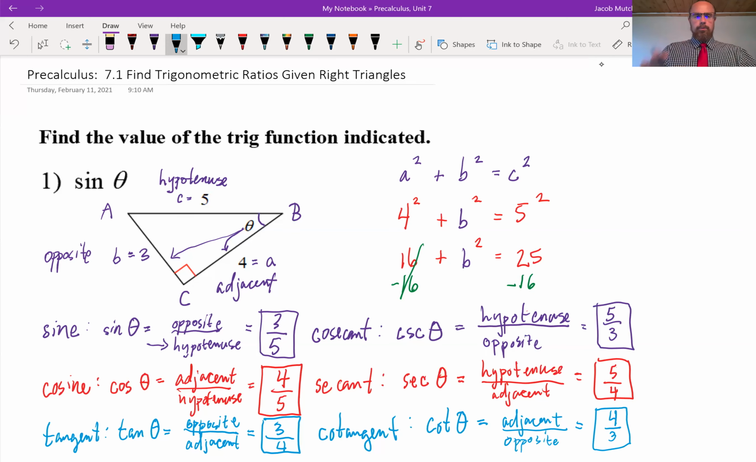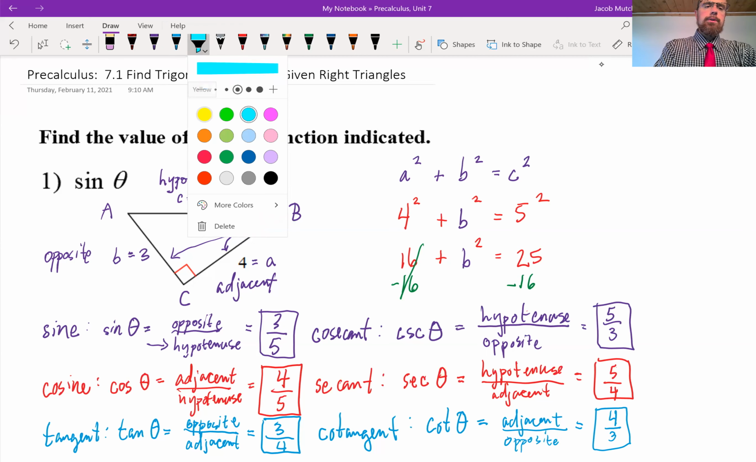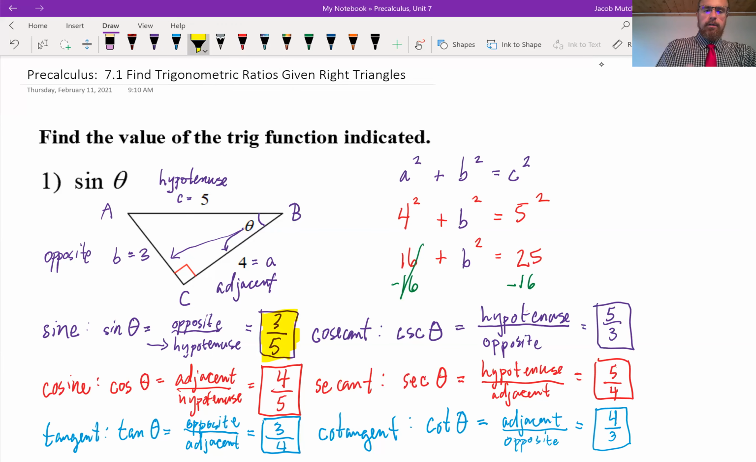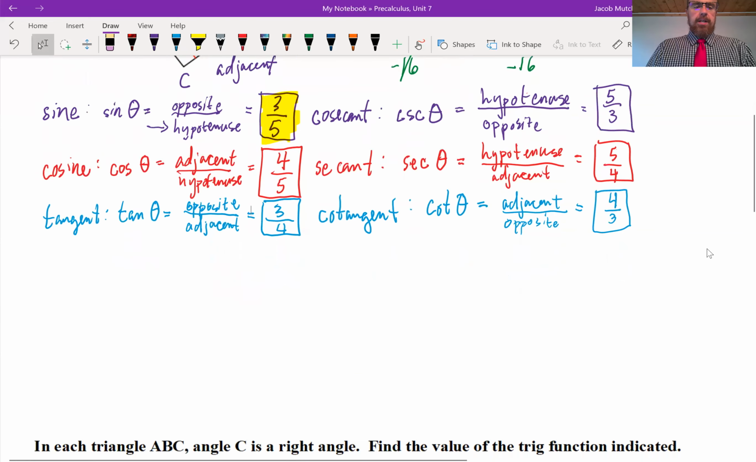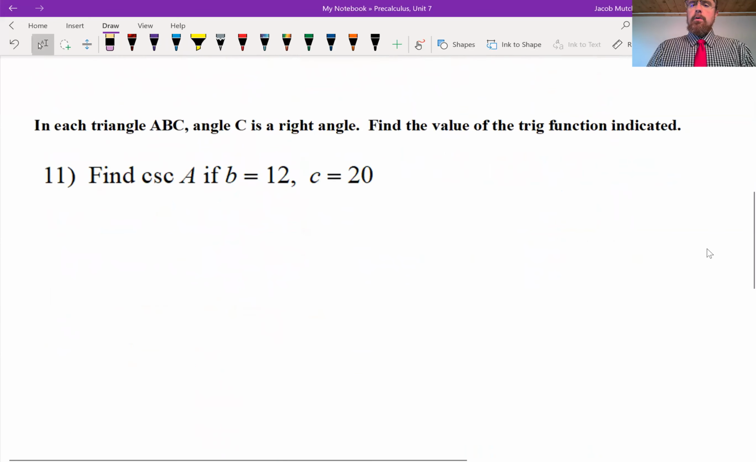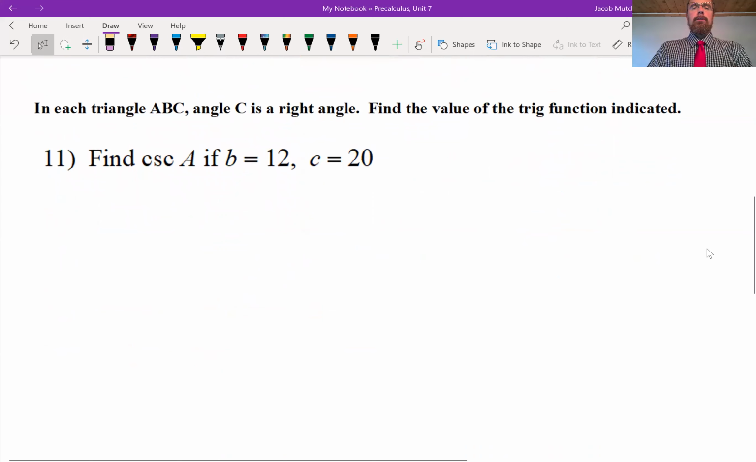So we've done more than we need to do here for this question. Really, all we were trying to do was define sine. But in truth, once I've got the 3 side lengths of any right triangle, I can find all 6. Our second example gives us a written description of a triangle, and again asks us to find one of these 6 ratios. Here we're looking for cosecant of angle A if side length B is 12 and side length C is 20.